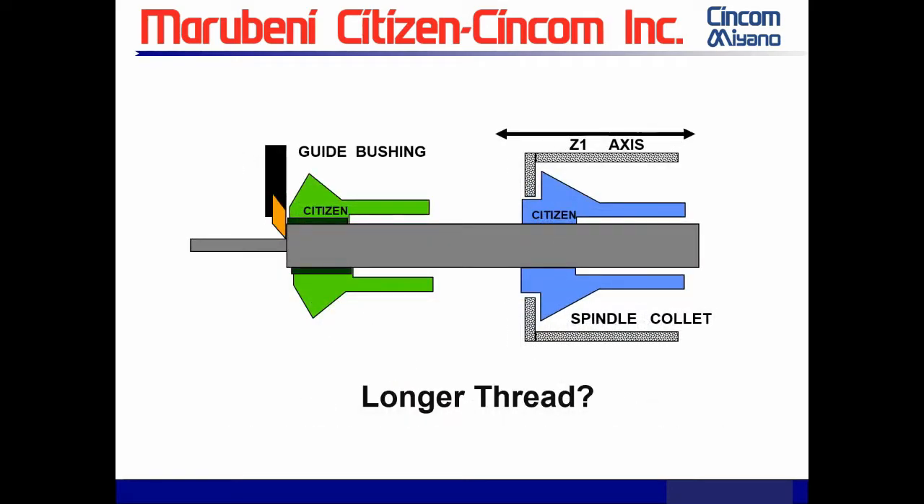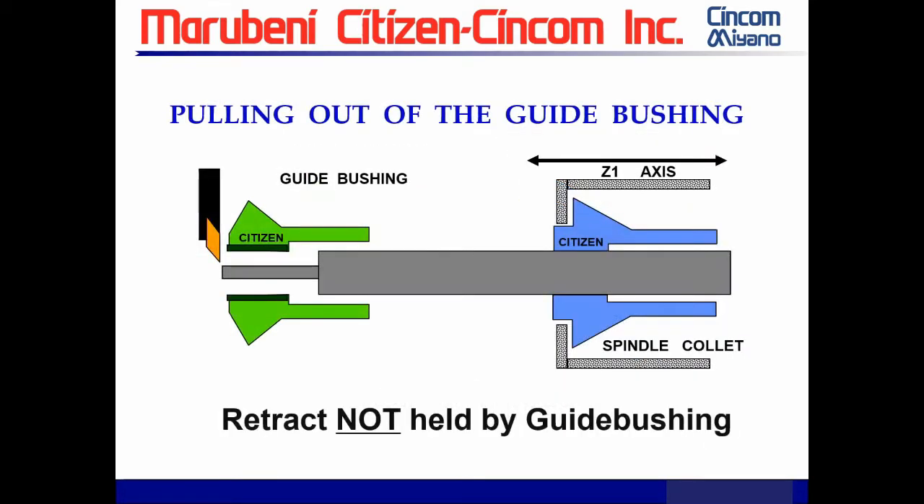If we have to do a longer thread, now we've got a much longer diameter. And when we pull it back, you can see we're no longer supported by the guide bushing. So if we try to engage the part at this point, the part is just going to deflect away and we're going to get chatter, inconsistent parts. And also if we push the material down when it comes forward, it's going to catch the back of the guide bushing and probably servo the machine out at that point.